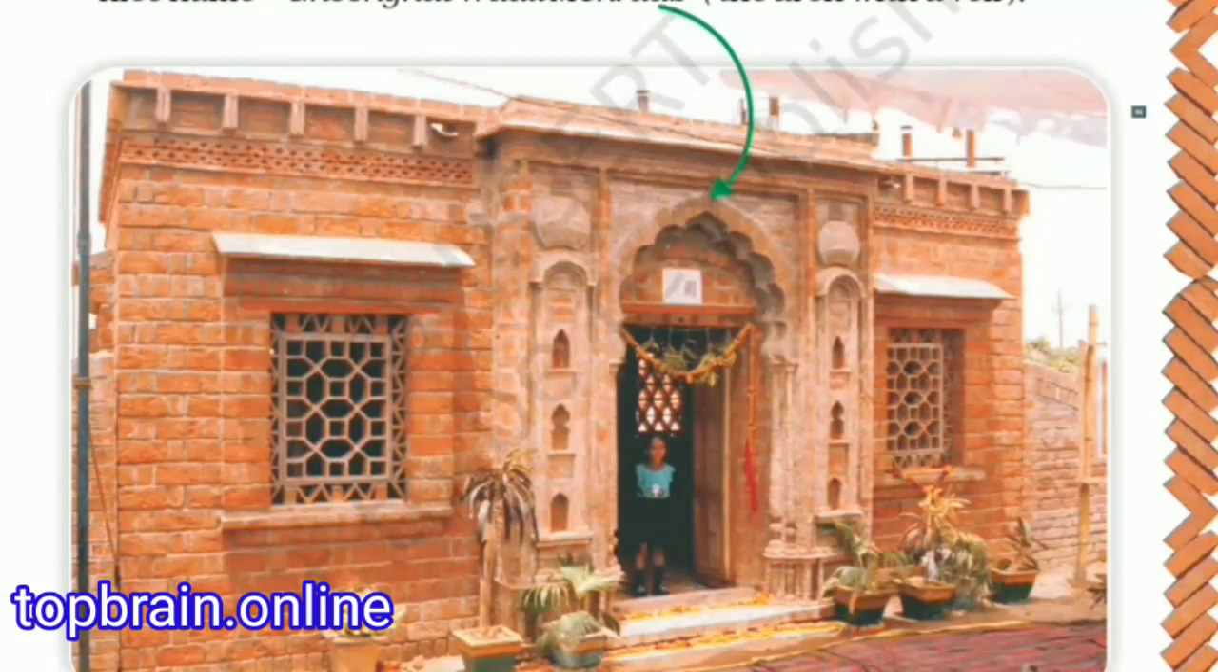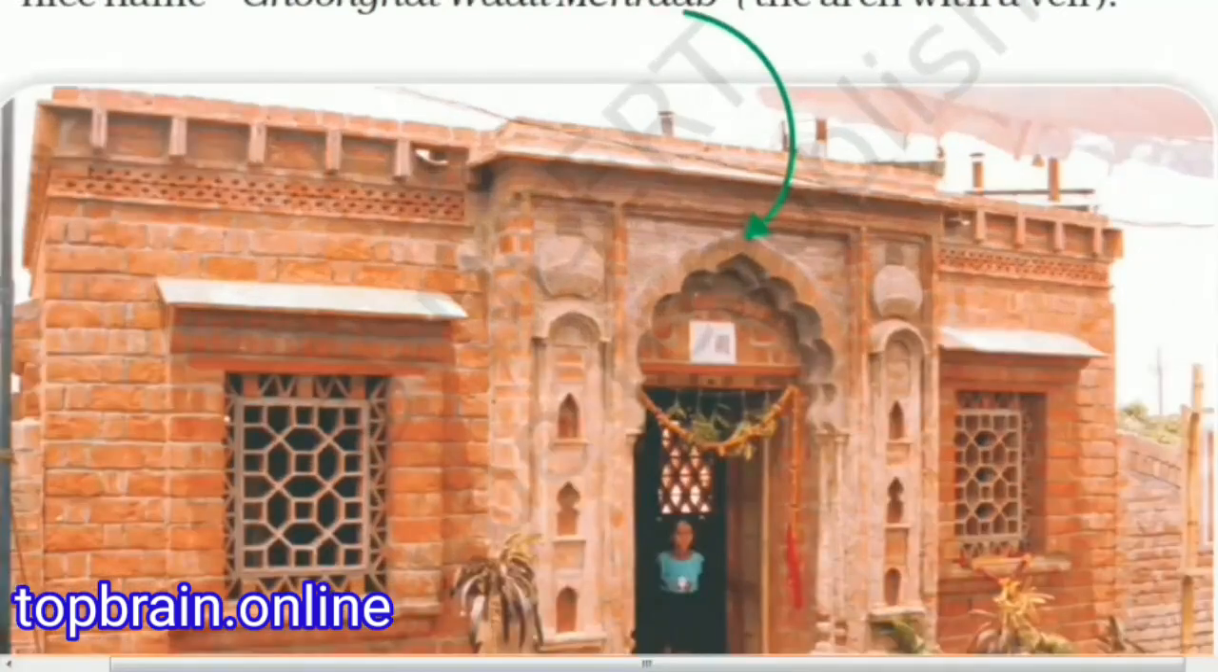Now this type of arc is called Ghungat Wali Mehrab, the arc with a veil. So observe this arc carefully. What will you find? See here, very thin bricks are used for making this arc.